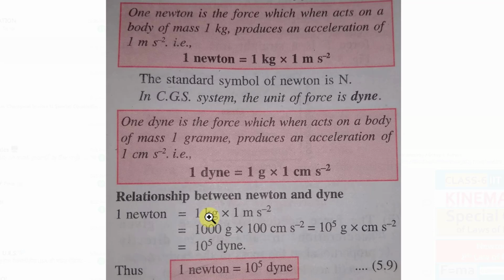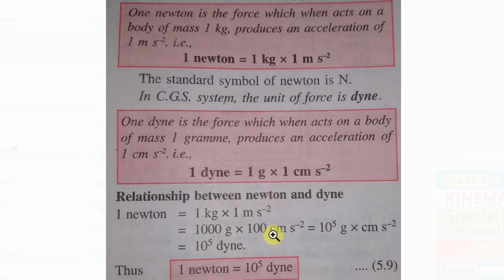1 kilogram into 1 meter per second square. A force that acts on a body of 1 kilogram and produces an acceleration of 1 meter per second square. Now 1 kilogram is equal to how many gram? 1000 gram. Now 1 meter per second square. So 1 meter is equal to how many centimeter? 100 centimeter per second square.